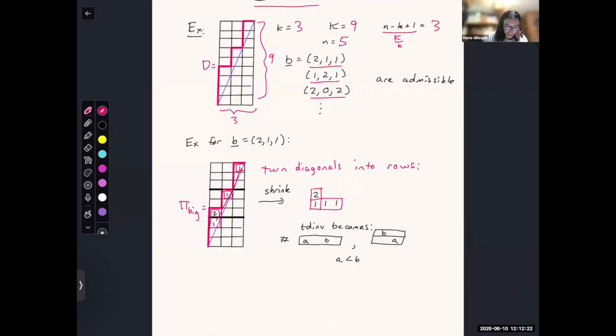Because this B being 211 means fix the top 2 boxes in the first column under the dict path, and then the top box in the second one under the dict path, and the top box in the third. So it's 2, 1, and 1.